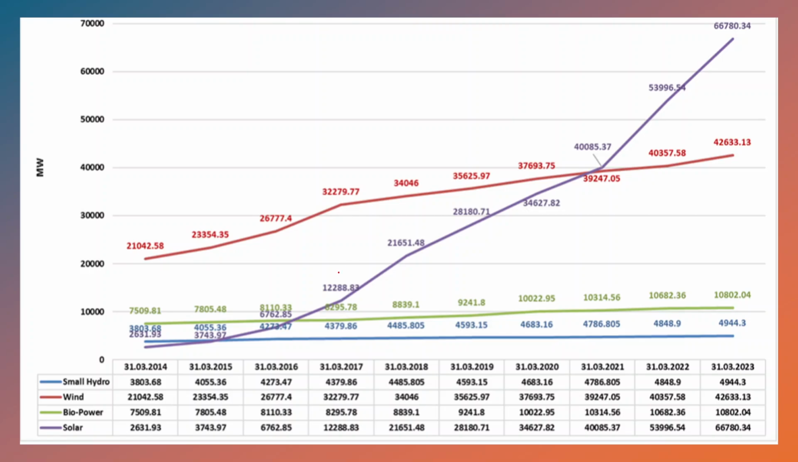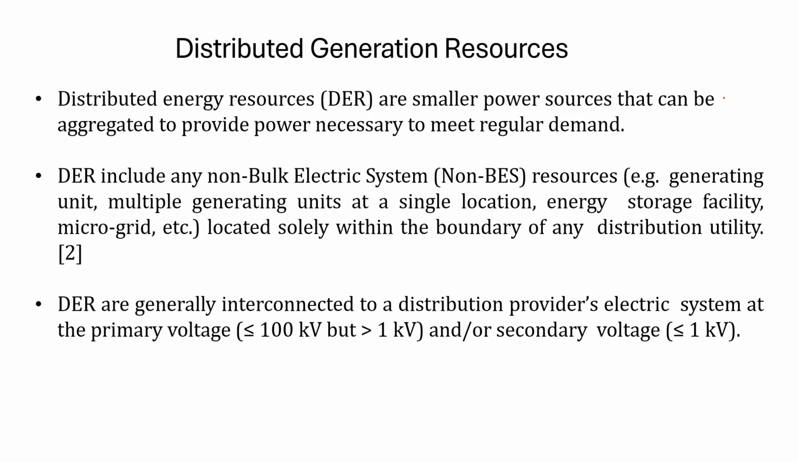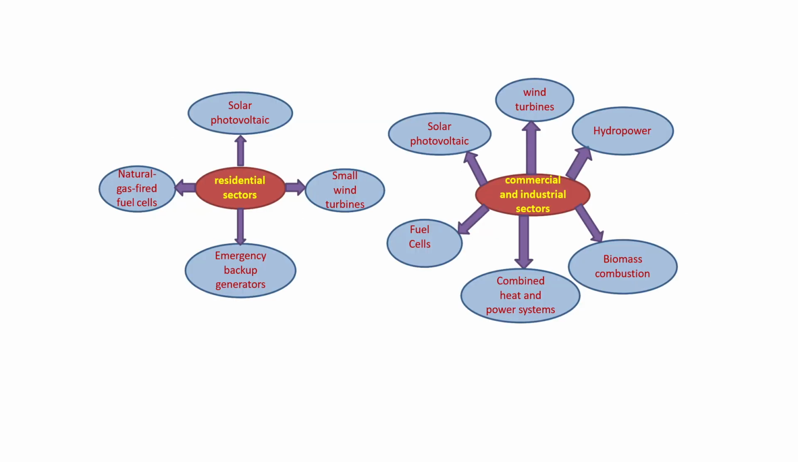Now, this is the recent trend of small hydro, wind, biopower, and solar. As you can see, solar has the highest generation among all the distributed energy resources. Wind is up to 42633 megawatt. Biopower is here, and small hydro is over here. So you can clearly see that solar and wind are the major distributed energy resources.